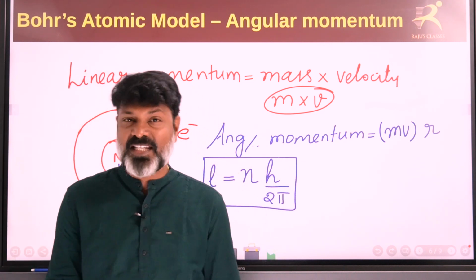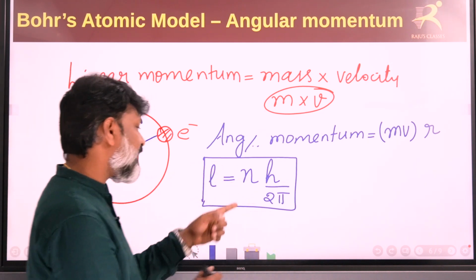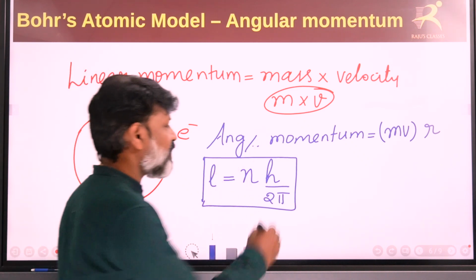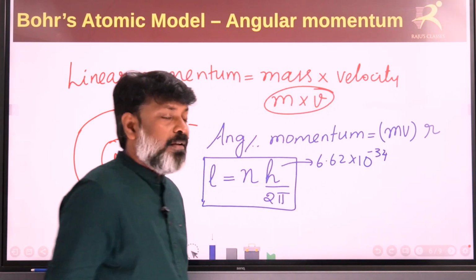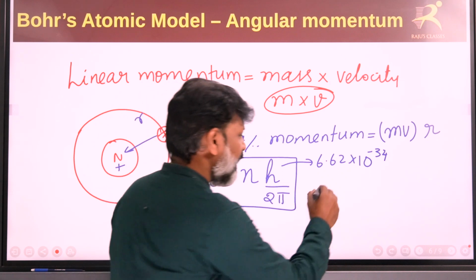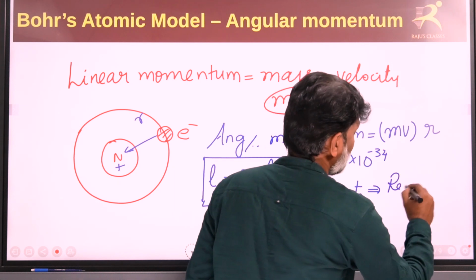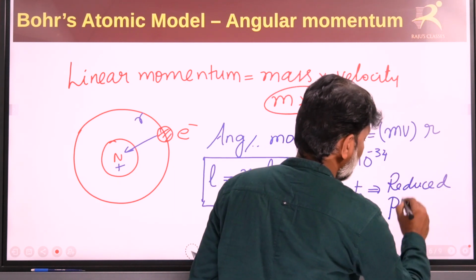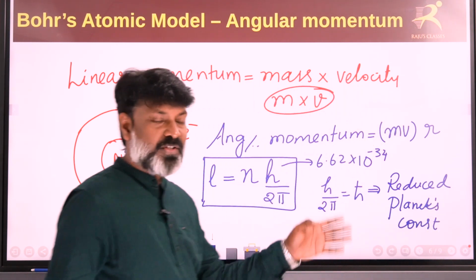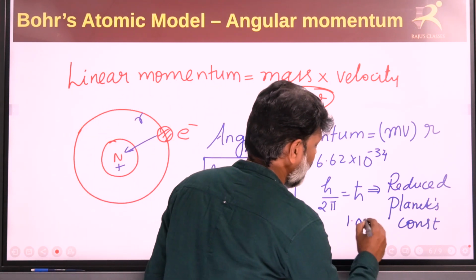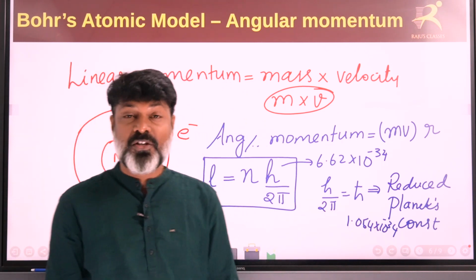Even in the last February ATC exam, they asked a question from this particular formula. Here n is the quantum number and h is Planck's constant, which we know is 6.62 into 10 raised to minus 34 joule second. h by 2 pi is denoted by h bar, which is nothing but the reduced Planck's constant. This is very, very important. The value of the reduced Planck's constant is 1.054 into 10 power minus 34. Sometimes they may ask the numerical value of these constants also, so it is better to remember them.